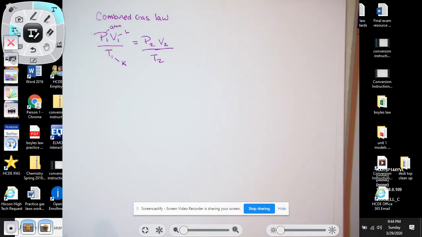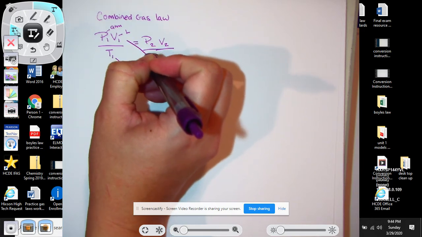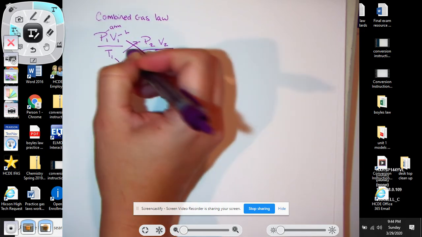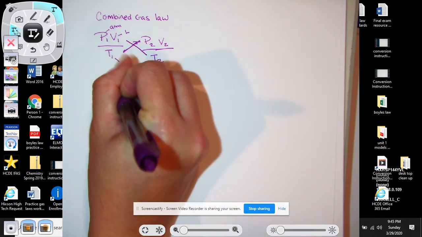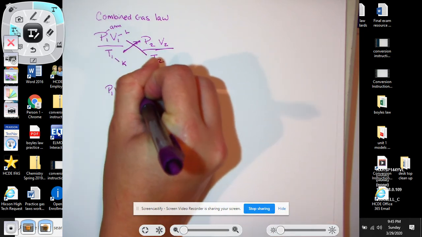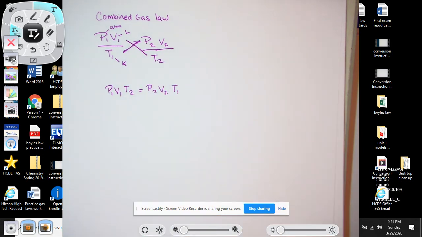Pressure 1 would be the first pressure that you come across. Pressure 2 would be the second, so forth and so on. To start this out, you're going to cross multiply. When you cross multiply, you're going to be set up with P1 V1 T2 equals P2 V2 T1. Now, this looks a lot like all the other laws that we've been setting up. Once you cross multiply and you get everything set up, this is a nice little equation to work with.